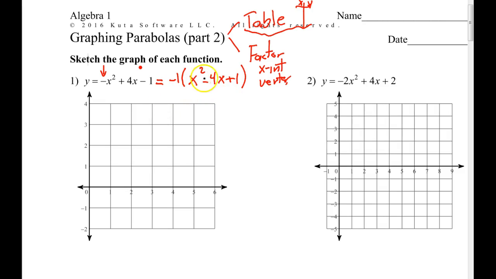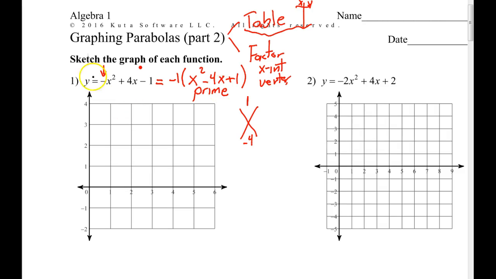Now, can we factor x squared minus 4x plus 1? What two numbers multiply to 1 and add to negative 4? It's prime. Right? So we have to be able to graph those even though they're prime. It doesn't mean no graph. So keep that in mind as well. Write a note to yourself if you need to. Prime does not mean there's no graph. It just means there's no factors that we can come up with.